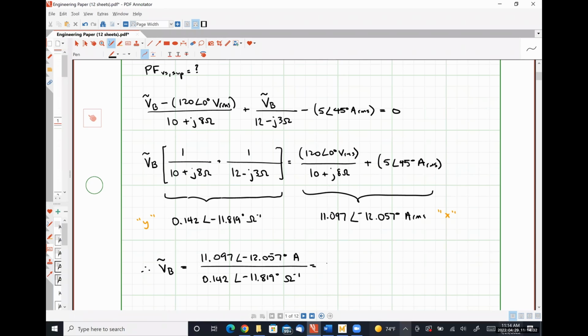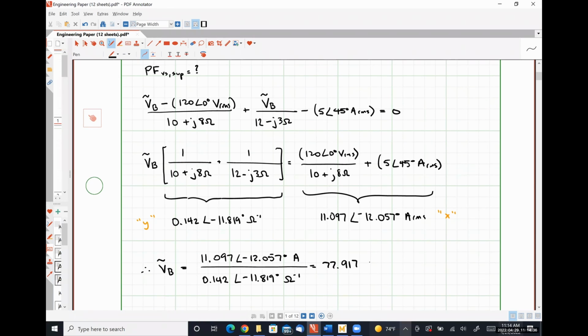And I get VB to be 77.917 angle negative 0.238 degrees volts RMS. Anyone who was following along in my math, did they get a similar number?